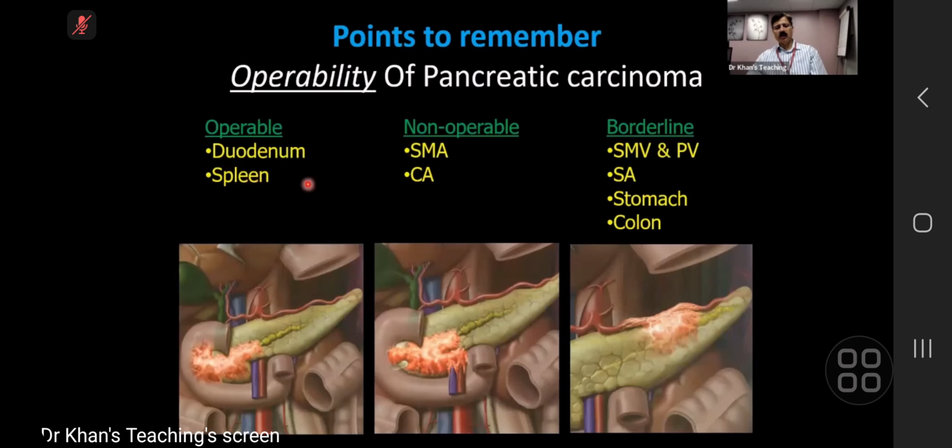pancreatic surgery. Borderline tumors are these ones where the superior mesenteric vein or the portal vein or the splenic artery or the stomach and colon are involved. Look at this diagram here. The splenic artery is involved. So what can be done? There can be surgery, just cut the splenic artery here and do a splenectomy with it. So these are known as borderline.